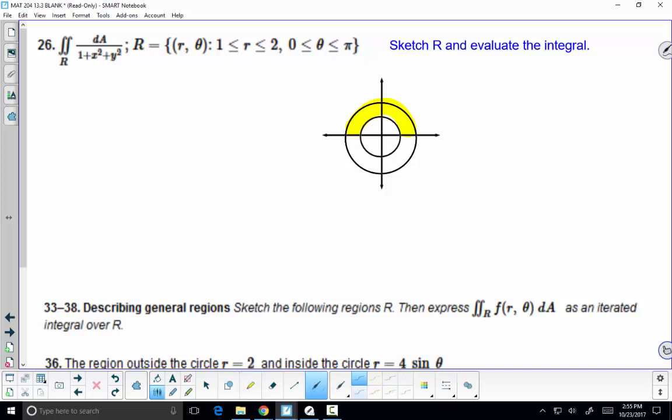So we want to figure out the volume. Integrating that is finding volume. We're going to go to polar, so we're going to have an r dr d theta instead of a dA.